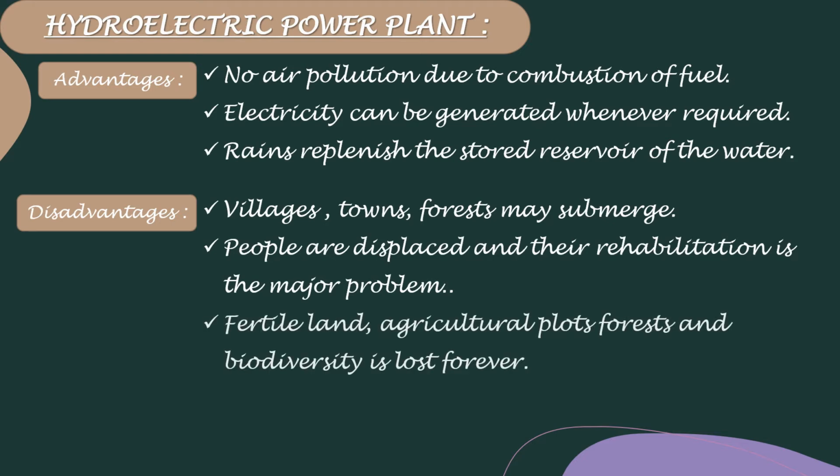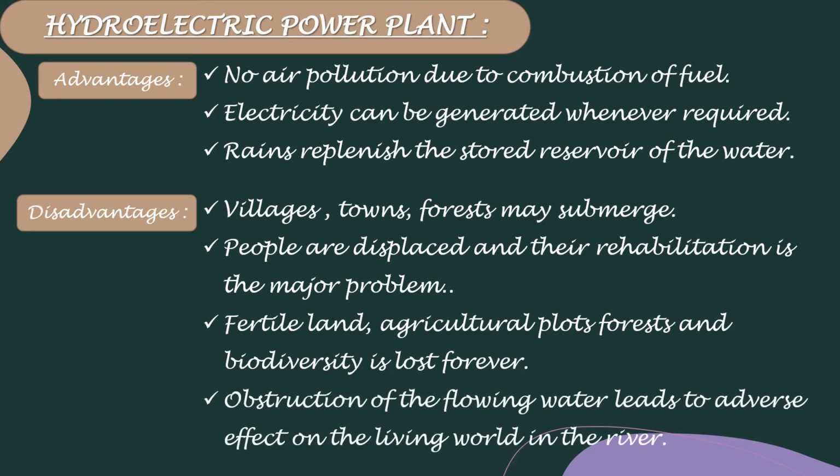Then fertile land, agricultural plots, forest and biodiversity is lost forever, and the obstruction of the flowing water leads to adverse effect on the resident aquatic organisms. That means it can affect the living world in the river.